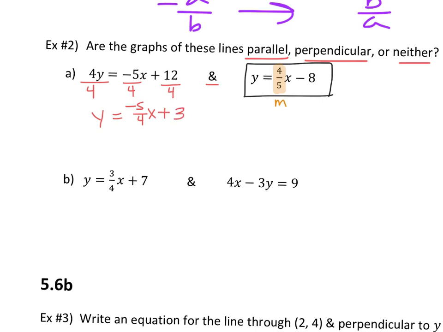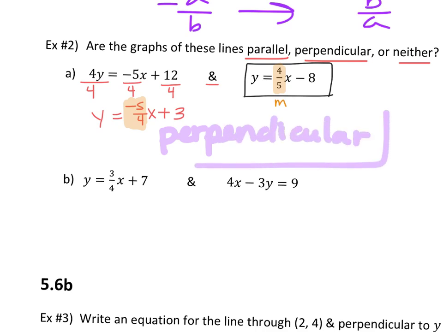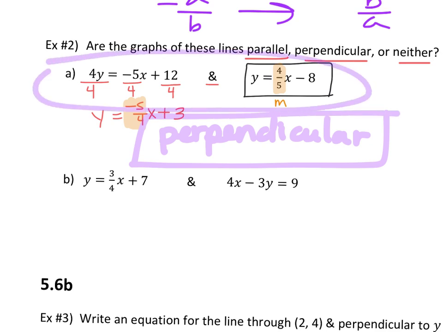Okay, so now what is the slope of this line? That is negative 5/4. So we have our two slopes. We're trying to determine parallel, perpendicular, or neither. Those are perpendicular. It flipped over and we changed the sign. So we would say these are perpendicular, because we looked at this slope and this slope, and they are opposite reciprocals.